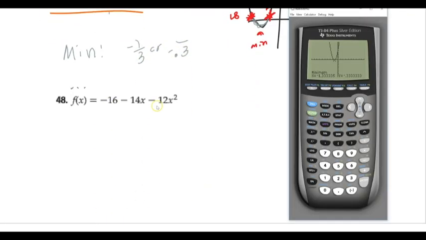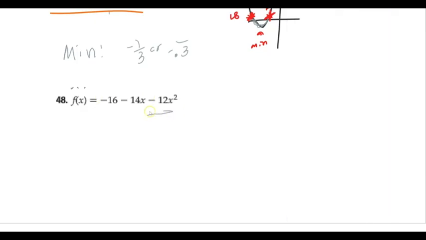Let's look at the 48 real quickly. A couple things with 48. First of all, it's a max. Look at the A. This is your A, that's your B, that's your C. A is always the thing with the x squared, not the way it's positioned. You could rearrange this. That's your A. It's negative, opening down. It's a max this time.